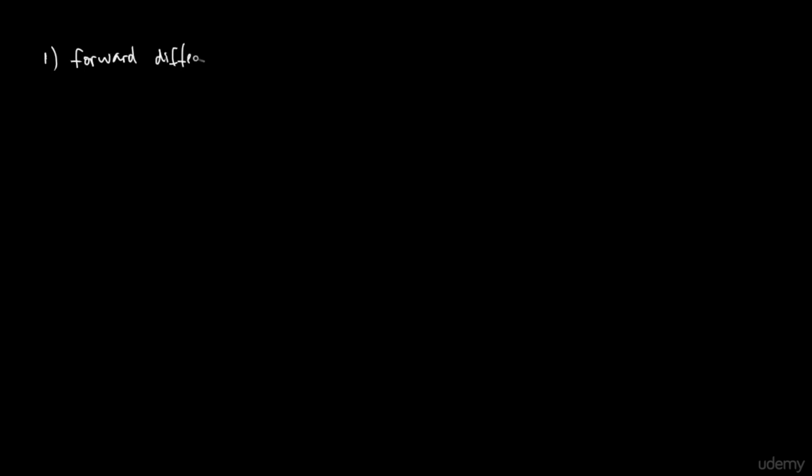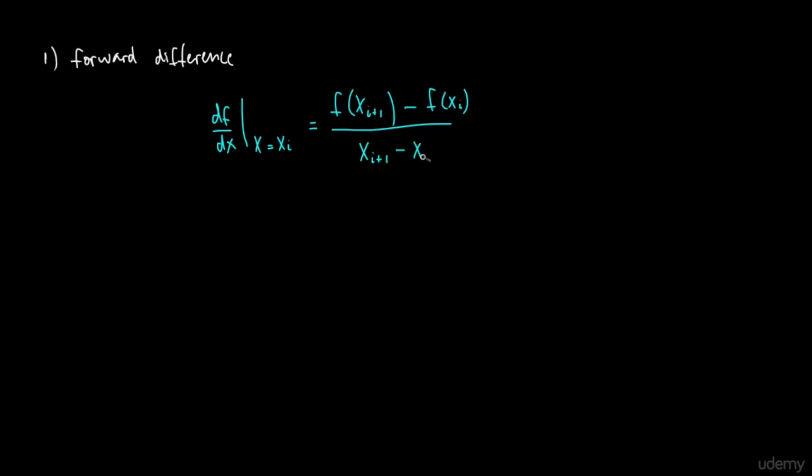So the forward difference approximation is actually defined as follows. So we take df by dx at some point x being equal to xi, and we define it as the following. We say that we're going to take the function at xi plus 1, kind of the next point, subtract the current point f of xi, and then divide everything by xi plus 1 minus xi.